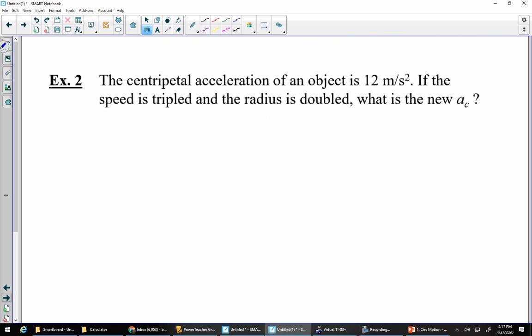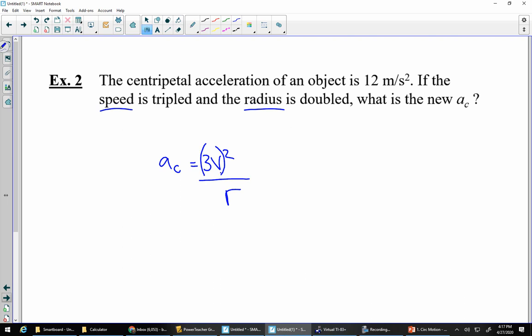Okay, second example to check out. We got centripetal acceleration of 12 meters per second squared. If the speed is tripled and the radius is doubled, what is the new AC? Okay, cool. So we're dealing with speed and we're dealing with radius. So I think I'm going to use this version. AC is equal to v squared over r. Nice. Then I go through and I say, okay, the speed is tripled. So I'm multiplying the speed by 3.